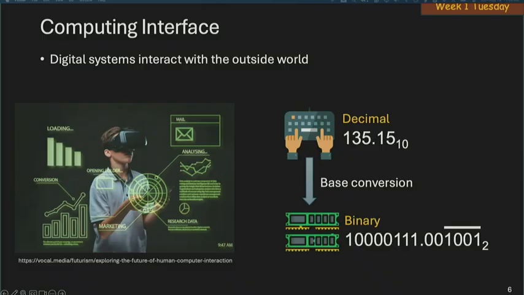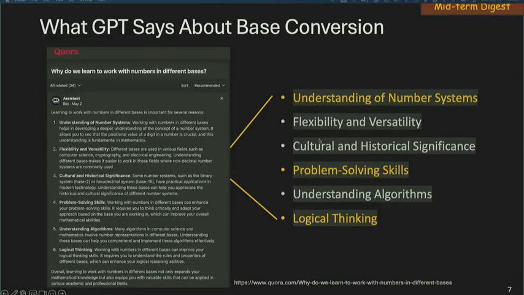So one question I ask myself is, why are we even learning about base conversion? Because in real life, you never have to do it by hand. And I think GPT provides a pretty good answer. It gives you a better understanding of number systems, how in general positional number systems work. It develops the problem-solving skills to be able to tackle problems, solve problems with the knowledge you have learned. It also fosters logical thinking. Working with numbers in different bases can improve our logical thinking skills, requires you to understand the rules and properties of different bases. I think those are good reasons why we're learning this.